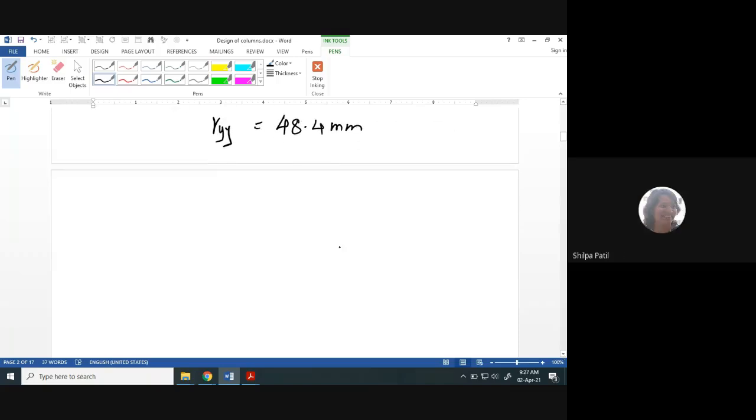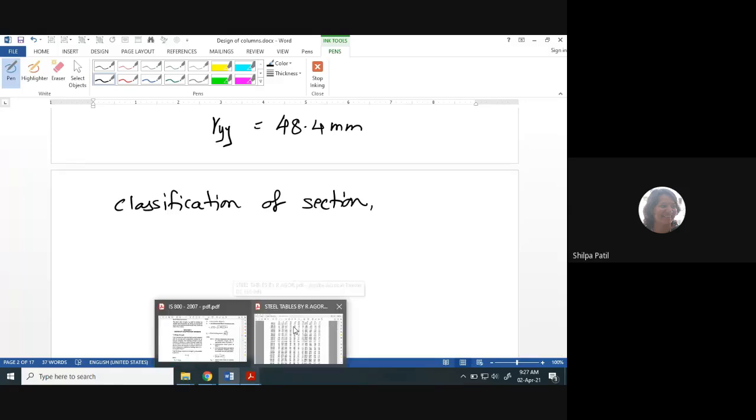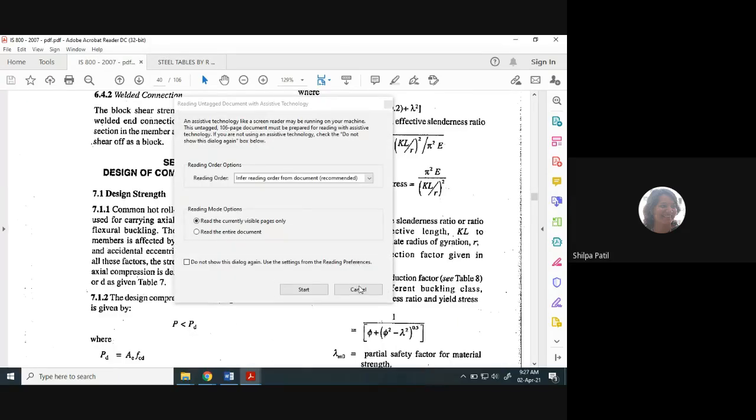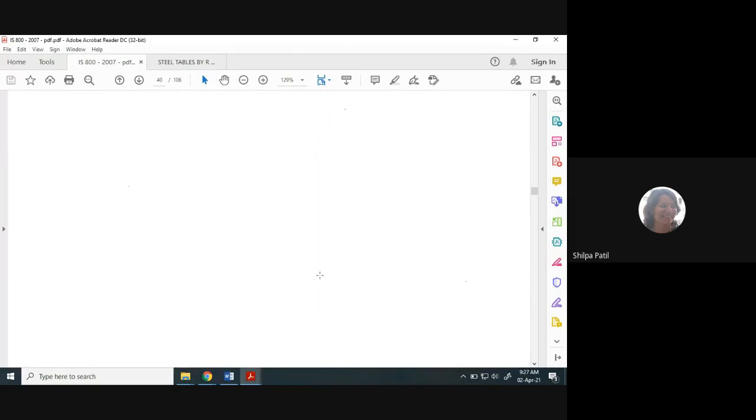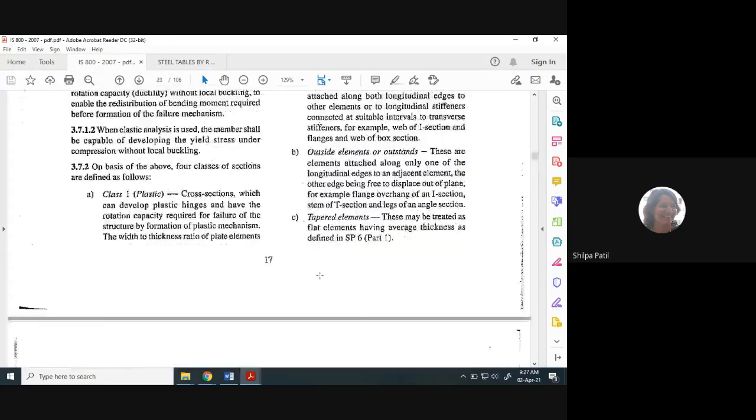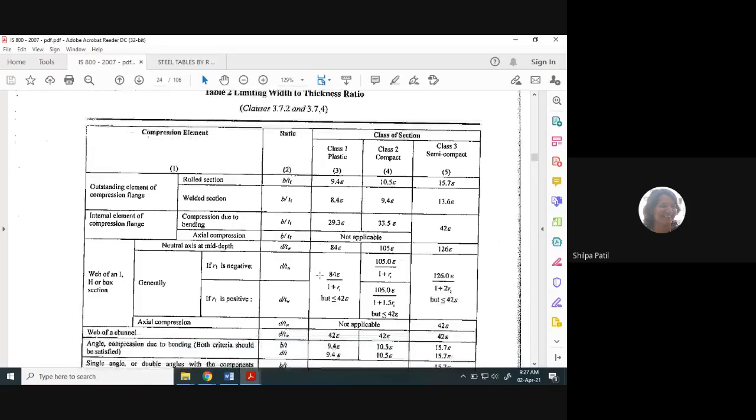Now, what is the support condition given in the problem? Before going to the further calculation, let us find out the class of the section. So, let us find out the classification of this section. For section classification, we will go to the IS code again, page number 18. Here, we have to find out the class of the section for flange and web separately.